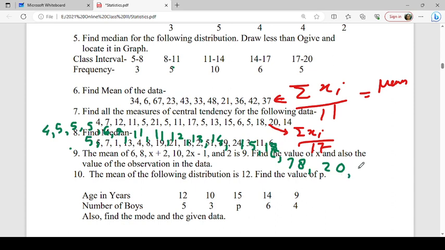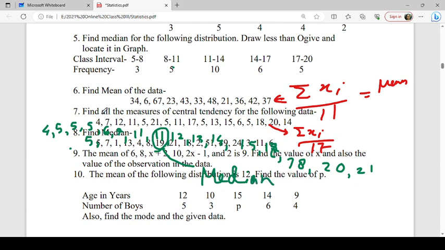So we are arranging this in ascending order. So minimum is 4 here and maximum is 21. So 17, so mid value is the 9th. So 9th value: 1 2 3 4 5 6 7 8 9. So this is the mid value. So this is the median.